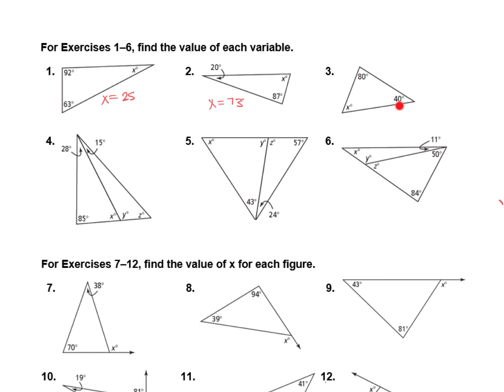80 plus 40 is 120. Subtract those out of 180, we are getting angle X to be 60 degrees. Okay, let's see if our examples get any more involved.